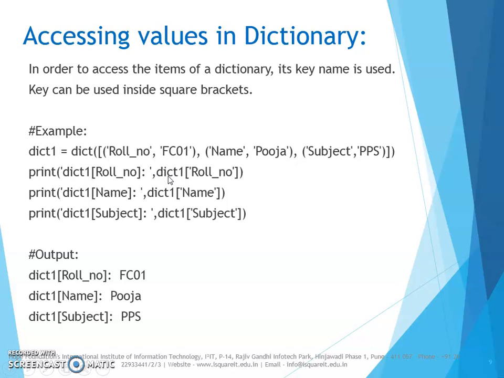So we can access it by using the variable of the dictionary, and in square brackets we can write the key name. As the key name is a string, that is roll number, we can write roll underscore number. If we want to access name, then we can write name in single or double quotes, and subject, and the output will print as PPS. So we can access the items in the dictionary by using these key names, and these key names are written in square brackets.